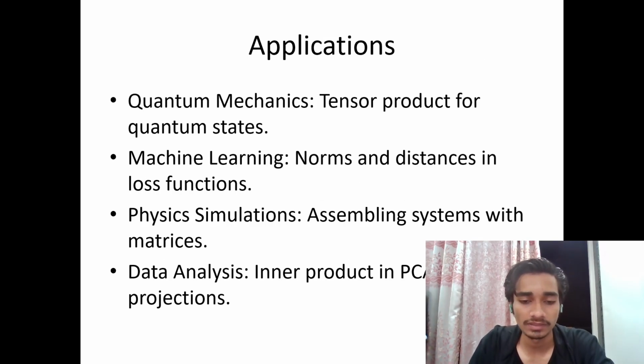These ideas aren't just theoretical, they are applied in real world areas. In quantum physics, we use the tensor product to represent combined quantum states. In machine learning, we use norms and distance functions to compare data. In physics simulation, assembling system is necessary for solving large sets of equations, and in data science, the inner product is used in dimensionality reduction techniques like PCA. These concepts power technologies all around us.